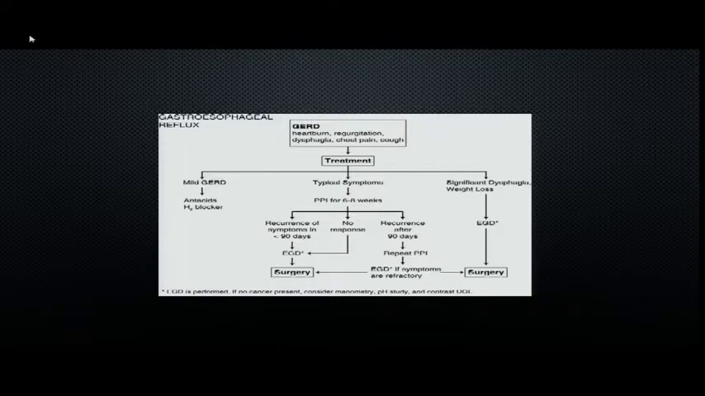This is the last algorithm we'll go over. This is the treatment of gastroesophageal reflux. Typical symptoms, PPIs for 6 to 8 weeks. If it recurs in less than 90 days, they get scoped, and then you think about some other possibility of repair. If it recurs after 90 days, they go back and get another PPI regimen prior to EGD even.